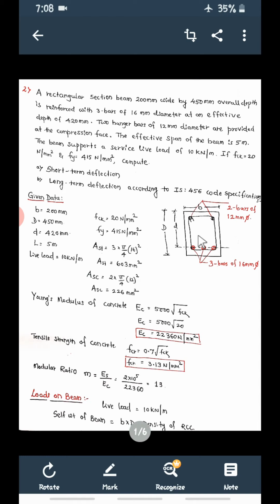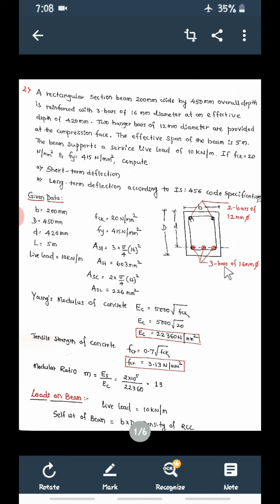Okay, so the beam is like this: width of beam b, then overall depth of the beam D, effective depth of the beam small d, then tension reinforcement at the bottom, 3 bars of 16 mm diameter. Then at the top, these 2 bars are called hanger bars or anchor bars, so 2 bars of 12 mm diameter. So this is Ast, this is Asc. Okay, so these are the data.